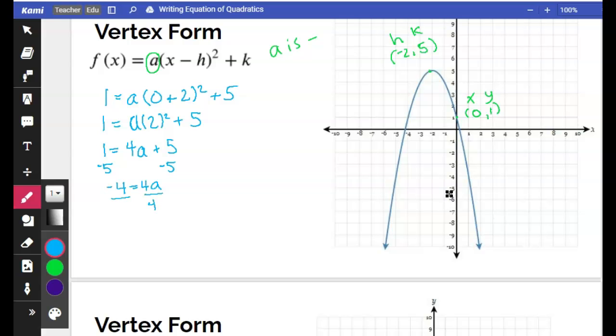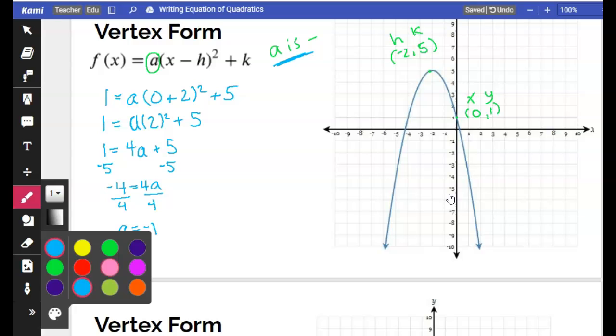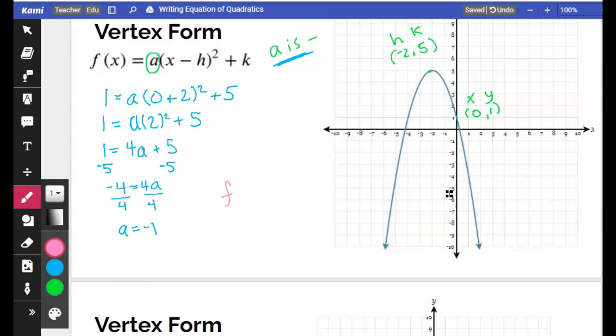And divide by 4. A is equal to negative 1. Okay, so definitely not any wider than it used to be, but we can see again if a is negative, which we said it would be because we were concave down, so we're good to go. So my equation, f of x equals, here's my a value, x minus negative 2 makes that plus, and plus 5. And there's your equation in vertex form.